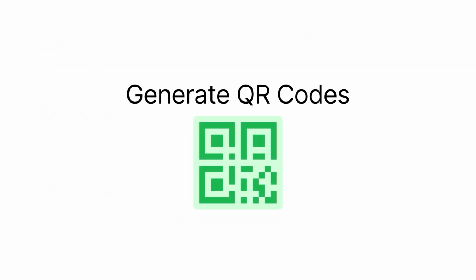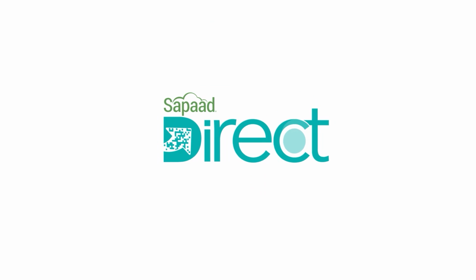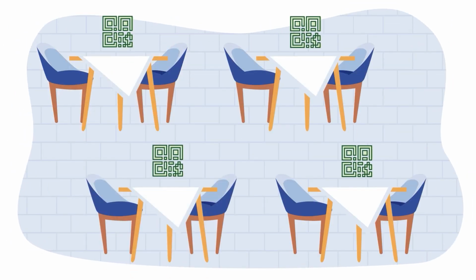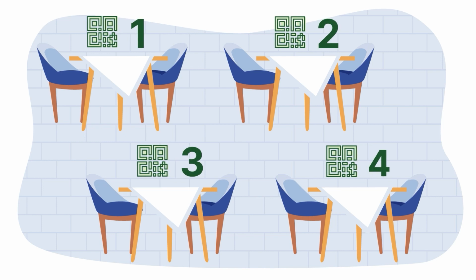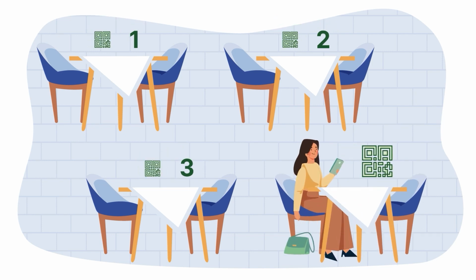Let's start. First, we need to generate QR codes. With Sapaad Direct, you only need to generate 1 QR code per table. This QR code is tied to the table number and remains open if there's an active order.